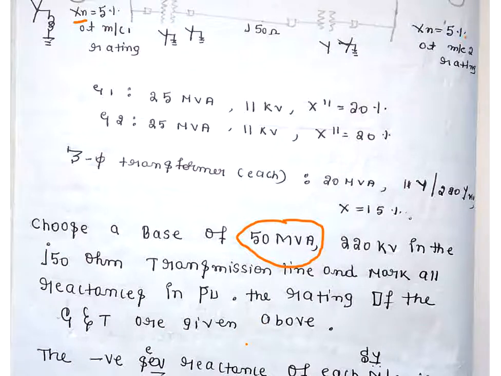Here, instead of giving the values in PU, he has given values in terms of reactances and ohms. So what we need to do is convert these values into reactance values, then convert them into PU values. Then we need to draw the positive, zero, and negative sequence networks.